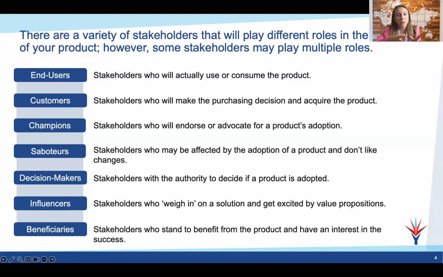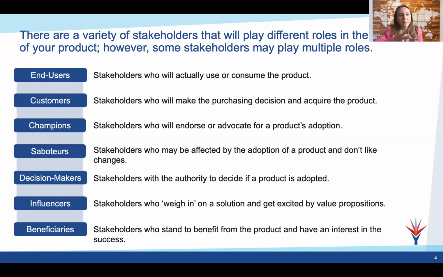Beneficiaries are the stakeholders who are actually standing to benefit from the product itself. They have a vested interest in a successful outcome. And saboteurs, they're a bit more on the negative side. These types of stakeholders maybe don't like change, maybe they push back against adoption. And that could be, for example, because they feel as though they would be negatively impacted. Maybe it changes their workflow that they're used to just a little bit too much, and they wouldn't necessarily like that change.